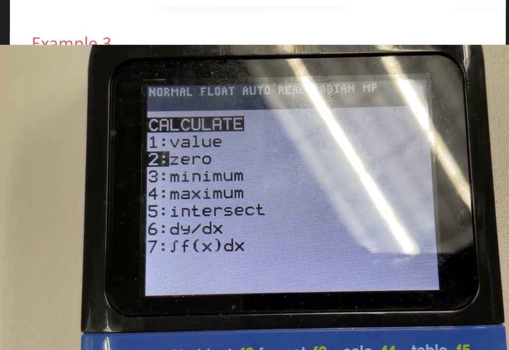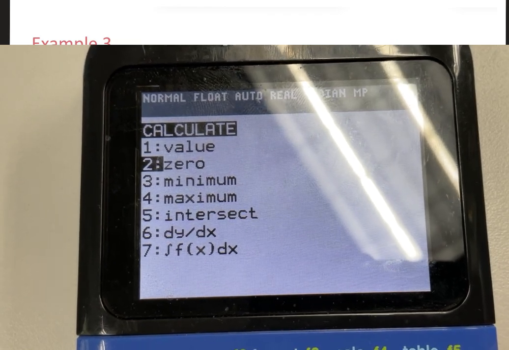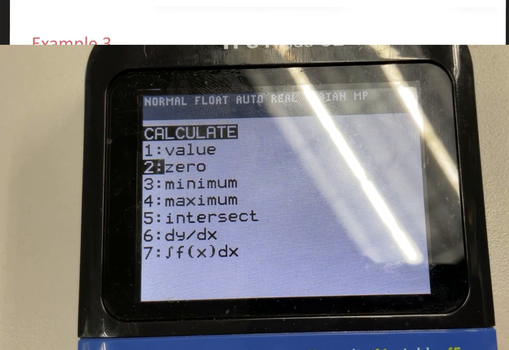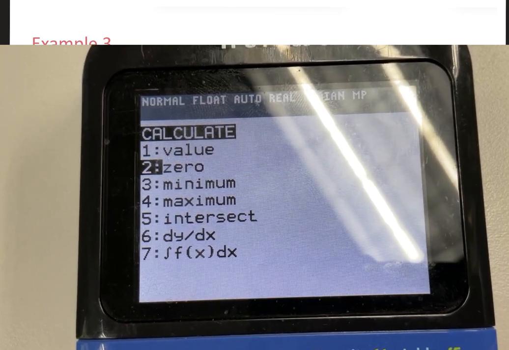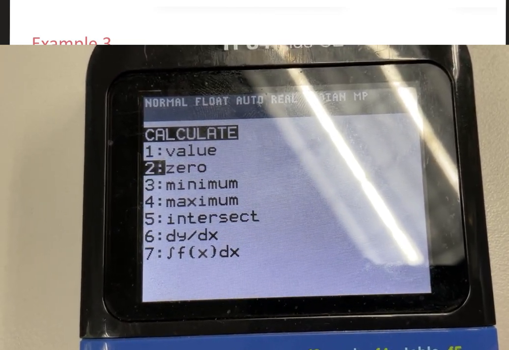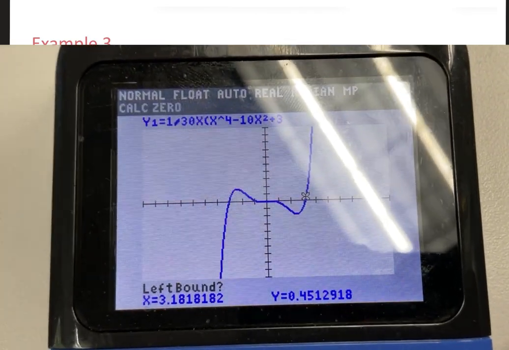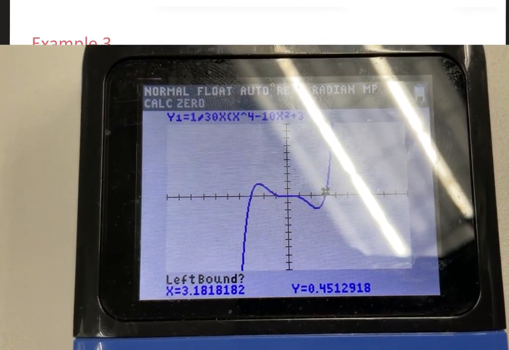So I go to 0. You can either arrow down or you can hit the number 2, which right now is not a big deal. But when we get to a menu where you want to go to number 9, it's easier to hit the number 9 than it is to arrow down to the 9th thing. Does that make sense? Okay, so I'm going to go to 0. I'm going to hit enter. What's the question on the bottom?